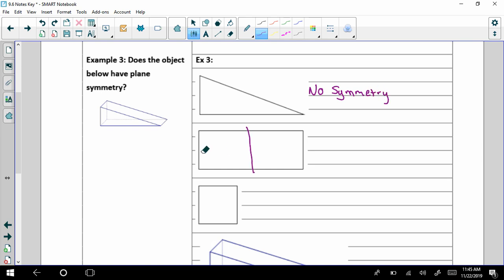A rectangle we talked about earlier has 2 lines of symmetry. And a square, because all sides are equal, has the same 2 lines as a rectangle, but also has these diagonals here. So we can cut it here. So it actually has 4 lines.